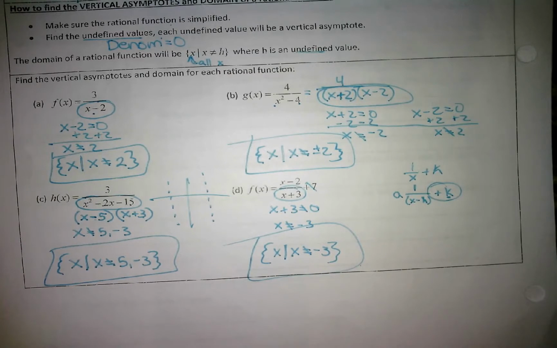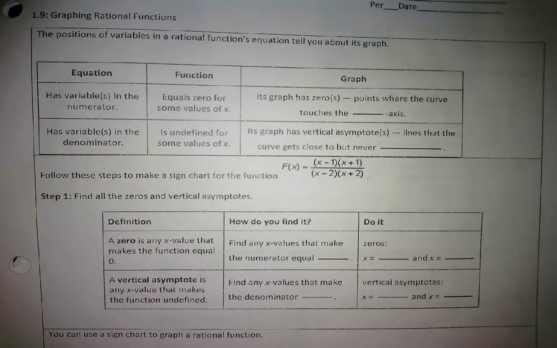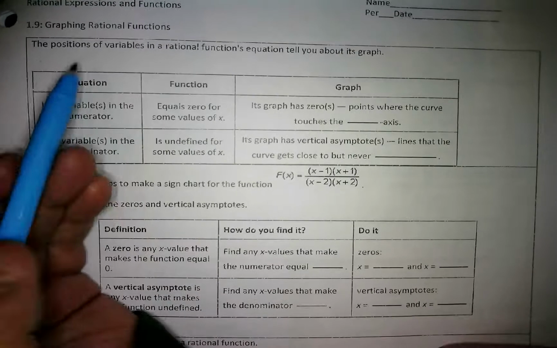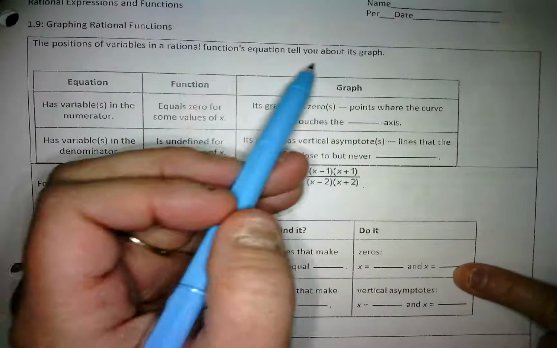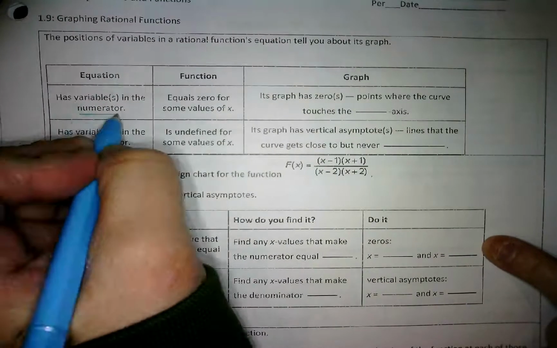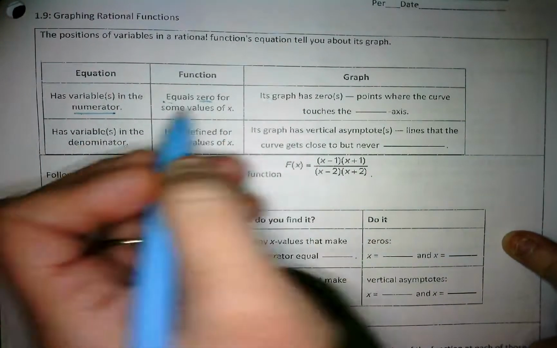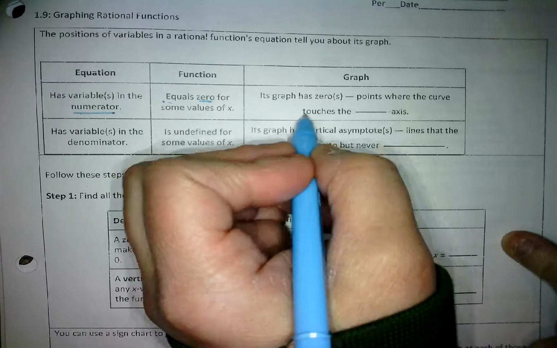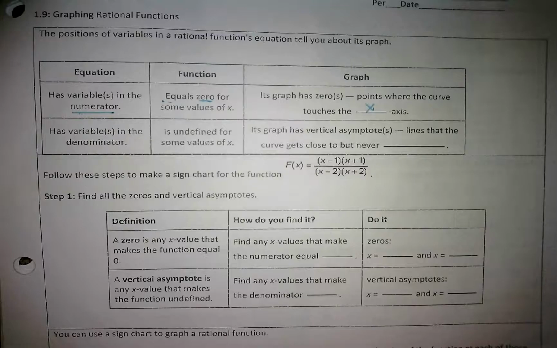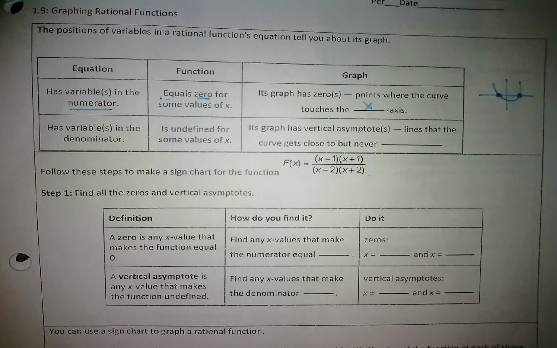Okay. So now we're going to go on to section 1.9, which is dealing with more asymptotes and holes, where the graph does not touch. We have a couple of different things. Positions of the variables in a rational function's equation tell you about its graph. If it has variables in the numerator, that means those are zeros for some values of x. In other words, its graph has zeros, points where the curve touches the x-axis. Remember, if I have a parabola, my zeros are right there, touching the x-axis. So that's what our numerator tells us.